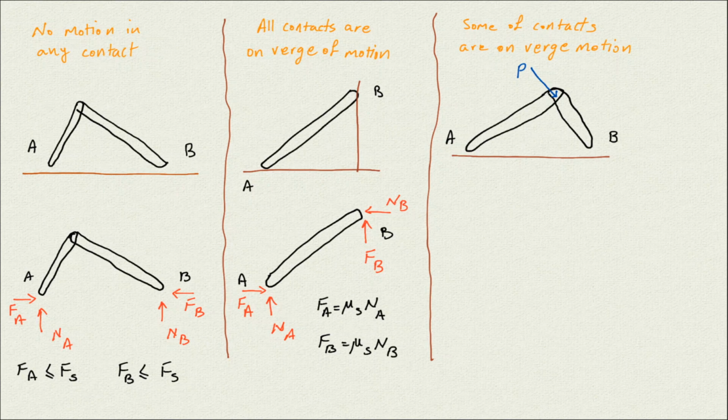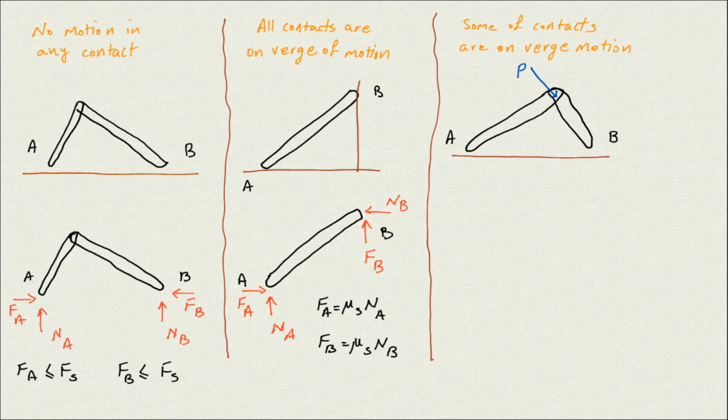So assume the question here is: what's the maximum value of P such that neither A nor B is gonna move? We know that if we increase P, eventually one of A or B is gonna start to move, but we don't know which one. So in that case, first we have to solve the entire problem for as many cases as we have.